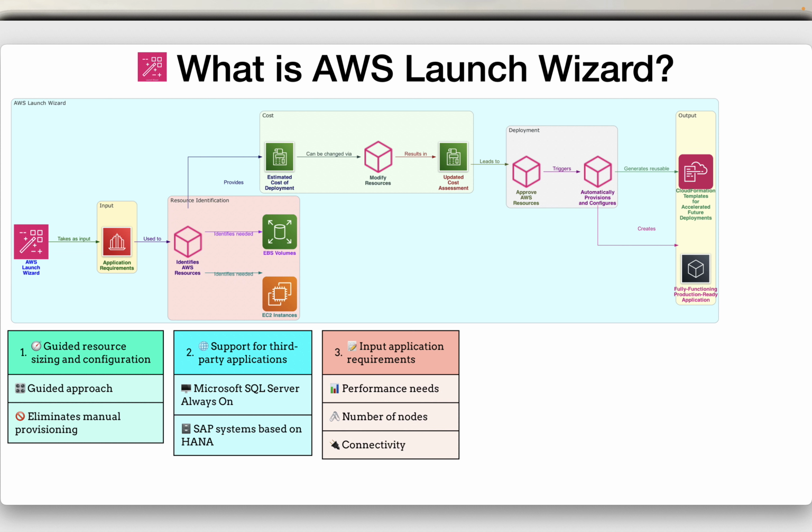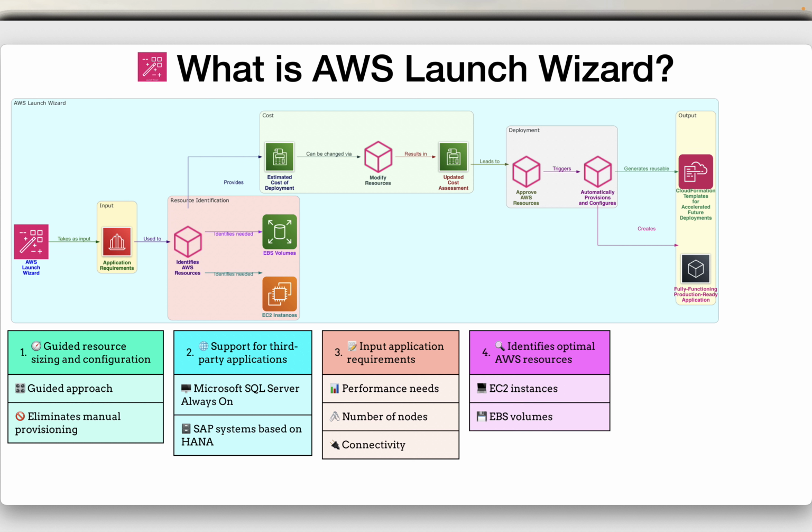To begin, users input their application requirements, including performance needs, number of nodes, and connectivity, directly on the service console of Launch Wizard. Based on the provided requirements, Launch Wizard identifies the most suitable AWS resources, such as EC2 instances and EBS volumes, to deploy and run the application effectively. Launch Wizard offers an estimated cost of deployment, which allows users to have a clear understanding of the financial implications before proceeding.